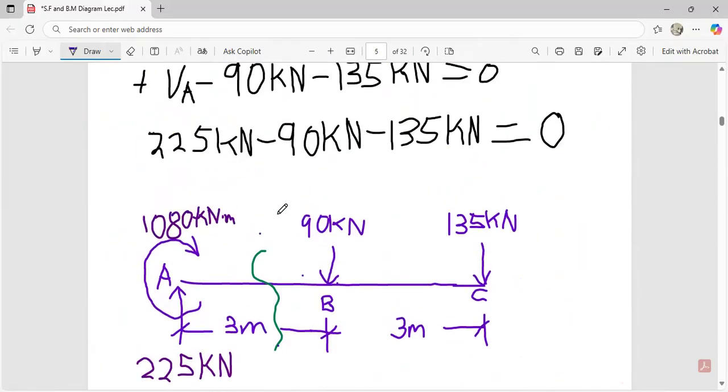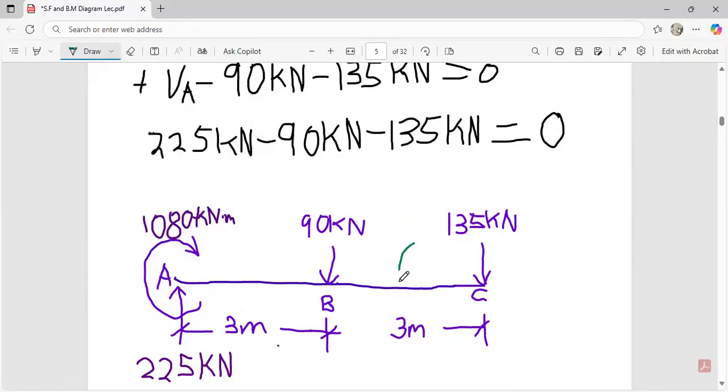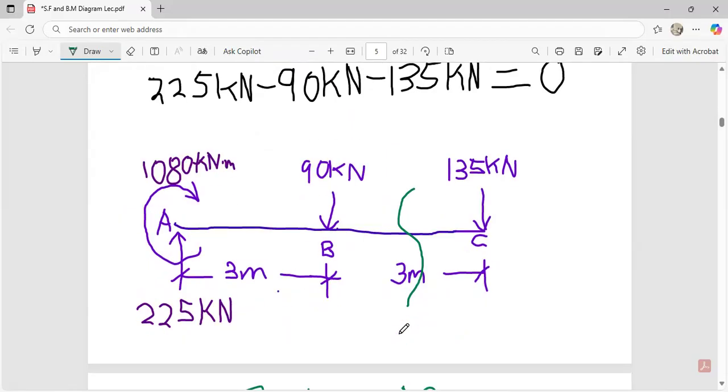Let's go and take a cut at BC. And then we see how we can play with it to make life much easier for ourselves. In this case, we're going to be taking our cut at this aspect, or we assume that the shear force occurred over here. I would advise you to always try and make life much easier for yourself.